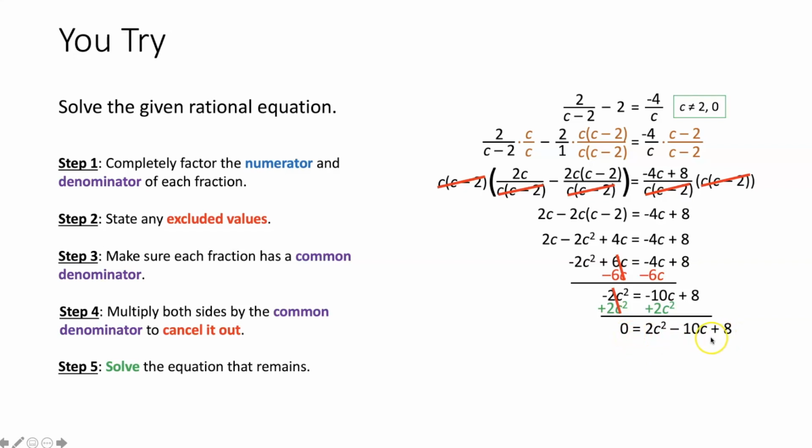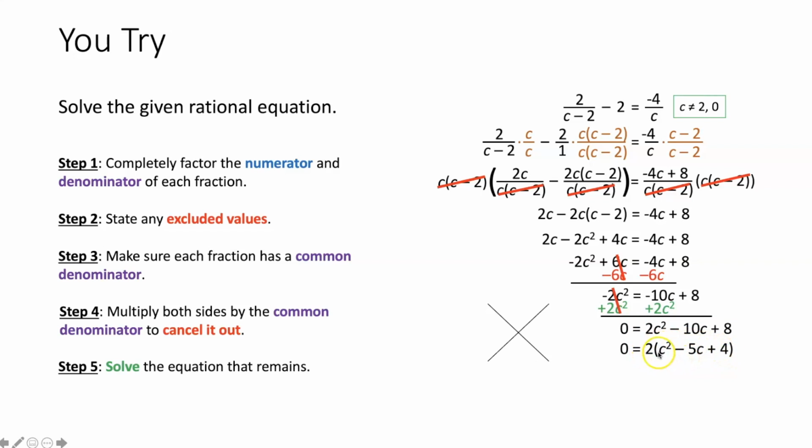When that happens, how do I solve this? Use a magic X. But before you use a magic X, always check, is there a greatest common factor we can take out of each term? Yeah, actually, there's a 2 we can take out of each of these terms. So I'm going to take a 2, put it on the outside of a set of parentheses, and on the inside, I divide each of these terms by 2. Now that we factored out our GCF, we can use the magic X to factor this quadratic trinomial right here.